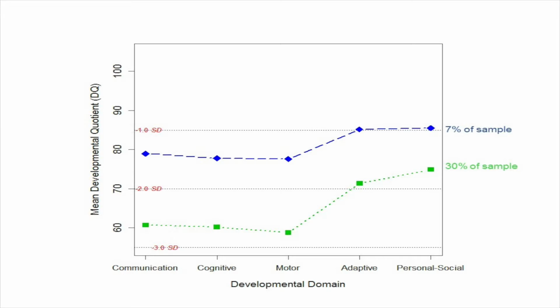We note that children in each of these 2 subgroups show delays of comparable magnitude in the communication, cognitive, and motor domains, with higher scores in the adaptive and personal social domains. The more delayed of the 2 subgroups included about 30% of the sample. Most, if not all, of the children in this subgroup would likely be characterized as having global developmental delay. The less delayed of the 2 subgroups, which included just 7% of the sample, had scores in the communication, cognitive, and motor domains that indicated milder delays, with typical or near typical functioning in the adaptive and personal social domains.